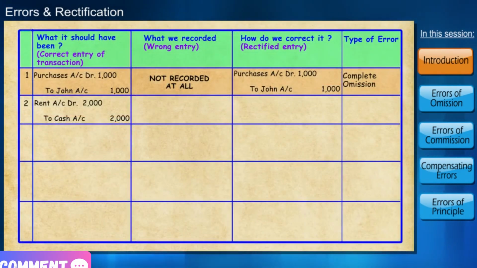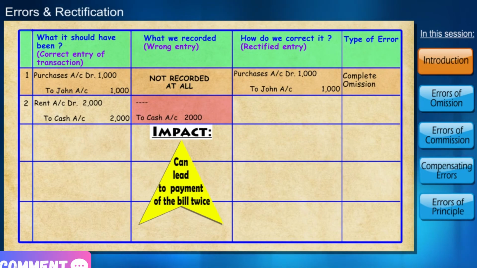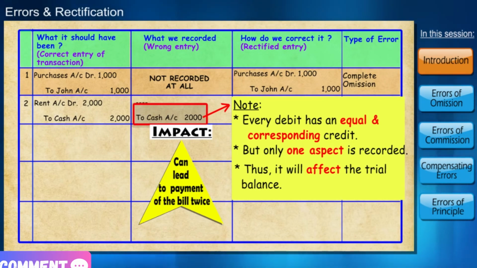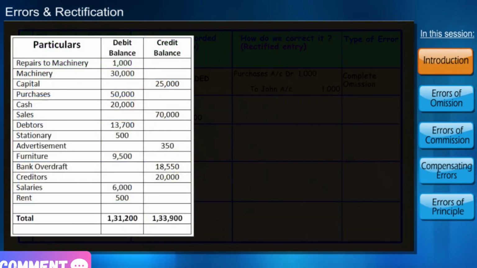Now here, since he has not recorded rent paid, he may forget and may make this rent payment twice. He recorded only one aspect of the transaction. This would also result in a difference in the total of our trial balance, or say it will lead to disagreement of the trial balance. Here, this trial balance shows a difference of 2,700, falling short on the debit side.